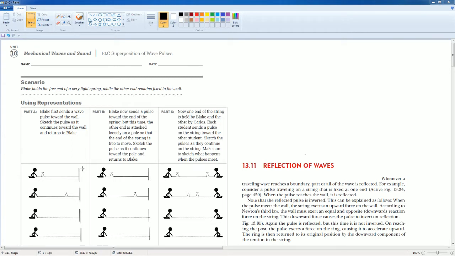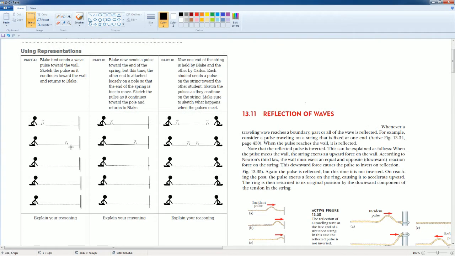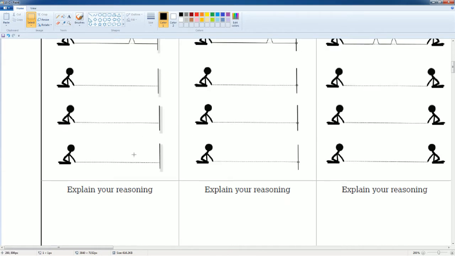For part A, Blake sends a wave pulse towards the wall. Sketch the pulse as it continues back and returns to Blake, and we're going to give an explanation on why. Here it goes up, hits the wall, then it's going to come back, but now it's going to be in reverse. So it looks like this, right? Same amplitude. Then it's going to come down this way, right? Please understand the velocity is this way now. Then it's going to come back to him like this. So it was just reflected.